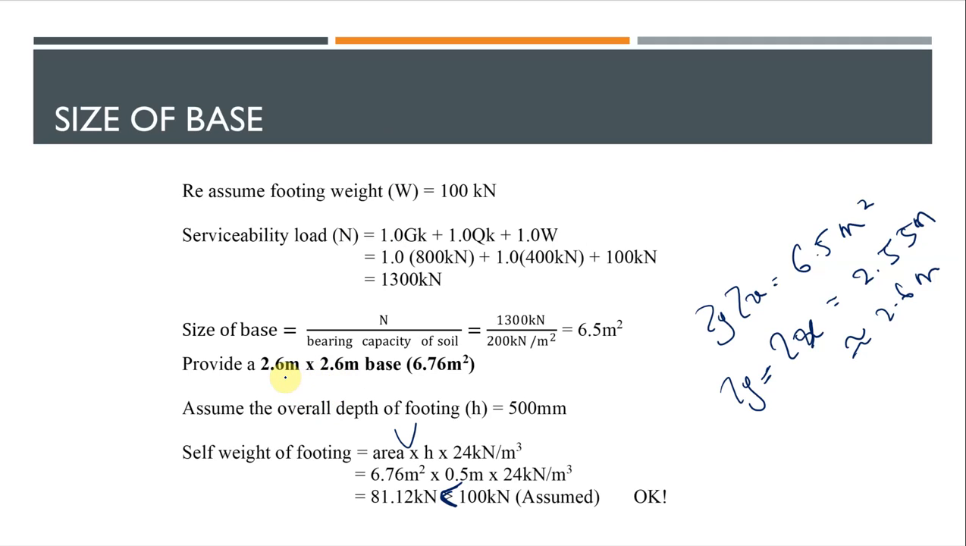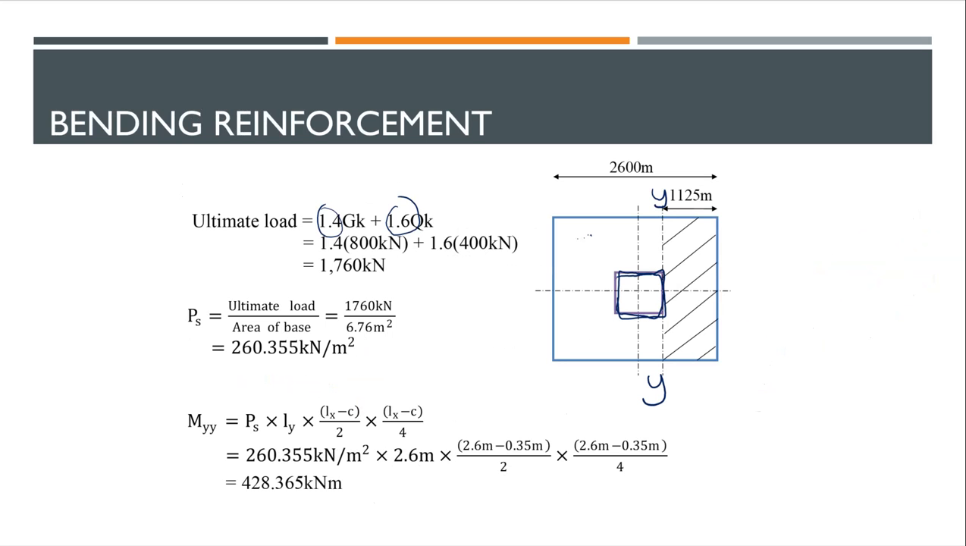So this is LY and LX, tak kisah mana satu sebab it is a square footing. So basically dimension dia sama. And masukkan je pakai formula LX minus C and LX again minus C, but one of it divided by 2, another one divided by 4. Okay, so 2.6. C here is referring to column width. Okay, given the question 350 times 350 column width. So ini bukan concrete cover, bukan 40 mm, it is column width.